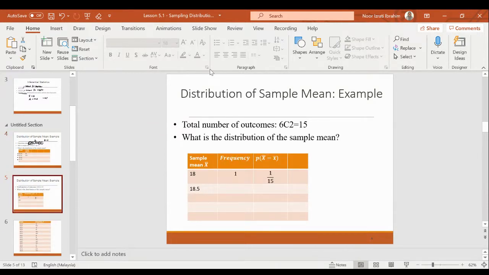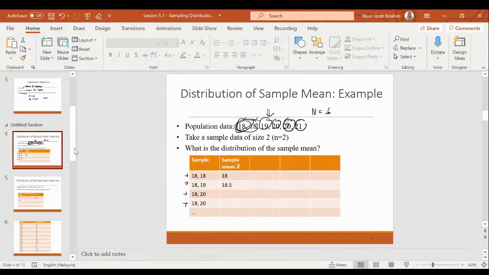For this scenario, the total data is 6. That means there are a total of 6C2, which is 15 samples. How do we get 15 here? 6, we select 2 of them. If you want to have a sample size of 3, there will be 6C3. This is the number of samples for a given sample size. We want the sample of 2, so there are 15 possible samples out of the 6 data.